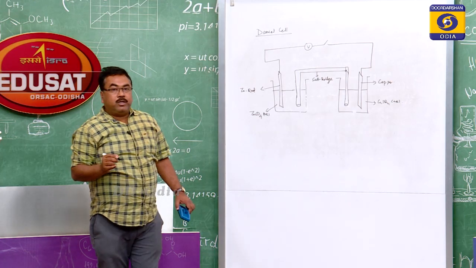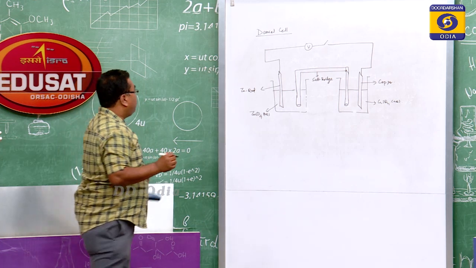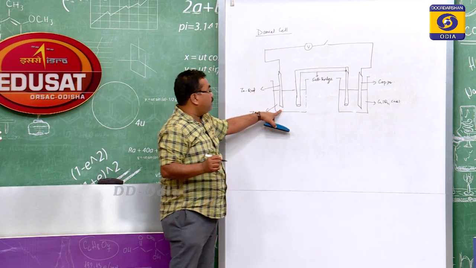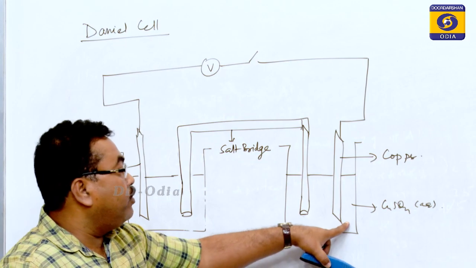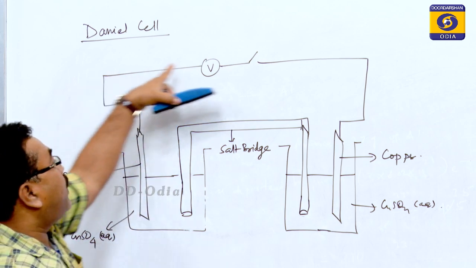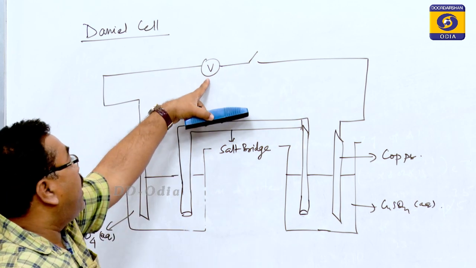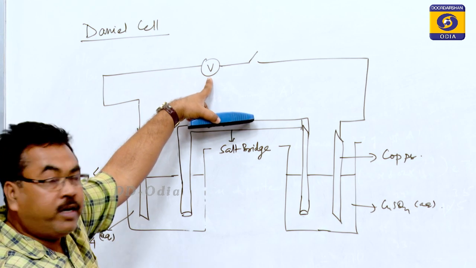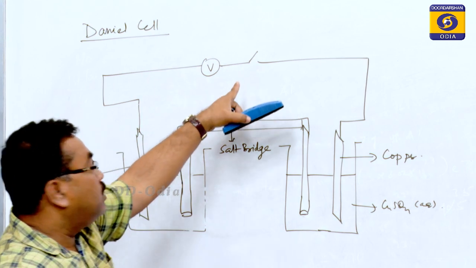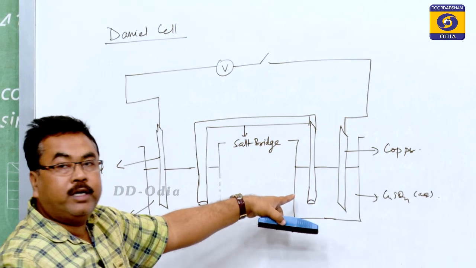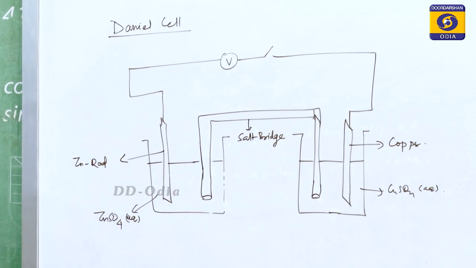How do we construct this electrochemical cell? We dip a zinc rod or zinc strip into a solution of zinc sulfate and a copper strip into a solution of copper sulfate, and they are externally connected by a conducting wire where a voltmeter is there to measure the amount of current generated, and there is a key here to start the cell. Internally they are connected by a salt bridge.